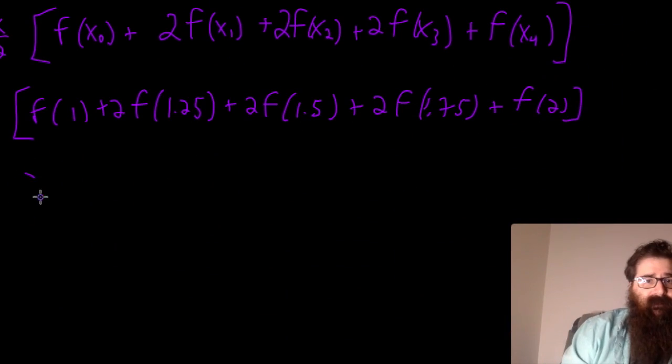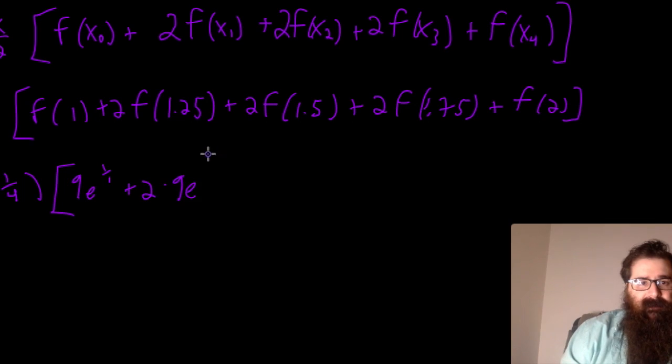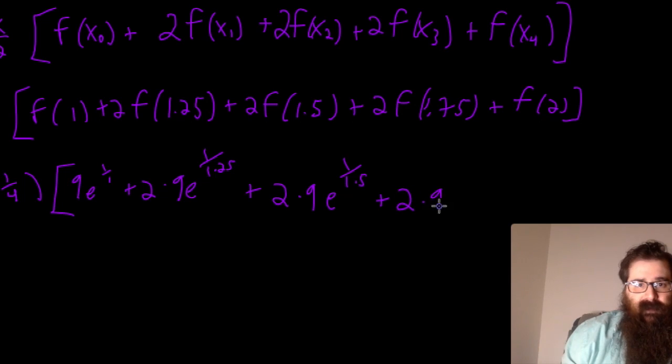So we have 1/2 times delta x. Delta x, I have it as a decimal, but let me use it as a fraction, 1/4. If delta x is a proper fraction, when working with something like delta x divided by 2, I like to think of it as 1/2 times delta x, because I don't want a complex fraction if I can avoid that. And for the rest we have 9e to the 1 over 1, 2 times 9e to the 1 over 1.25, 2 times 9e to the 1 over 1.5, 2 times 9e to the 1 over 1.75, and then f at 2 is 9e to the 1 over 2.